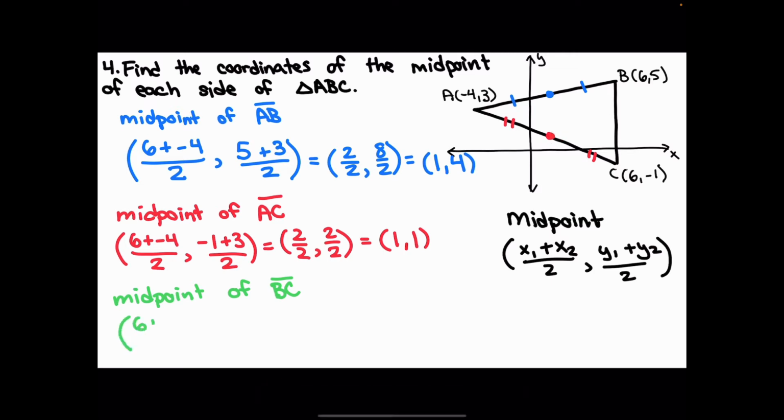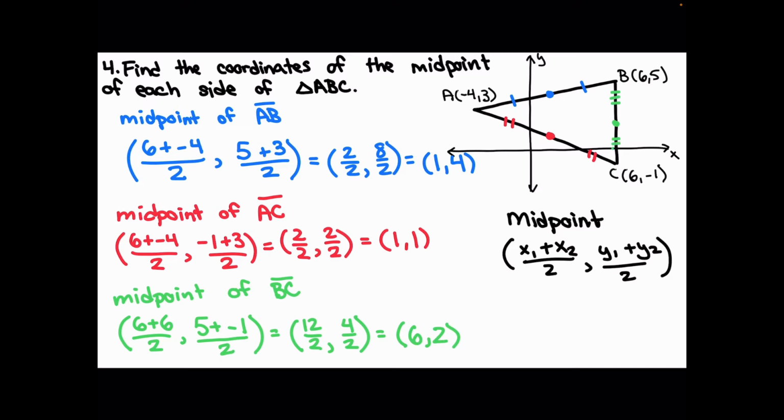Lastly, for BC, again, we have our 2 points, so we'd have 6 plus 6 over 2, and 5 plus negative 1 over 2. Well, 6 plus 6 over 2 is just 12 over 2, which will give us 6. And then 5 plus negative 1 over 2 is 4 over 2. Well, 4 divided by 2 will just give us 2. So our last midpoint is the point 6, 2. And those are the midpoints of each side of triangle ABC.